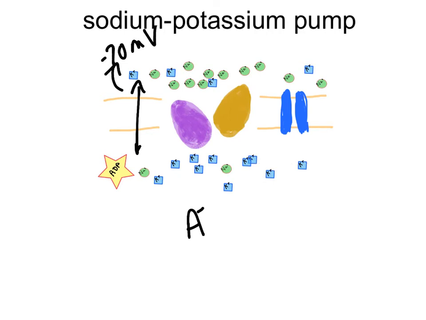Please be aware of a couple things. First of all, even though we've calculated the resting membrane potential here as negative 70 millivolts, you will also see it noted as a minus 65 millivolts. So both are correct.